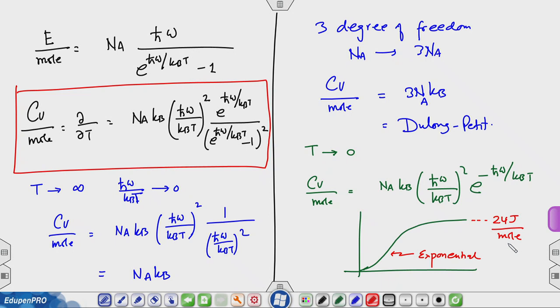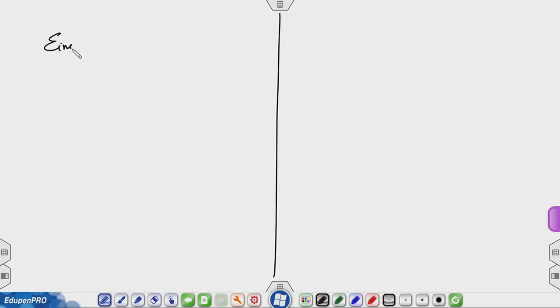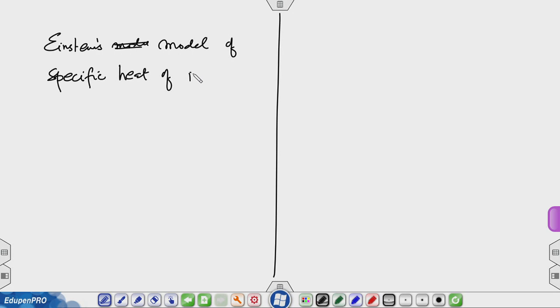If you take quantum effects into account, at low temperature you cannot excite many modes. Then the system cannot take a lot of energy, and therefore, specific heat goes to 0. So, this is known as Einstein's model. What we have just done is Einstein's model of specific heat of insulators.